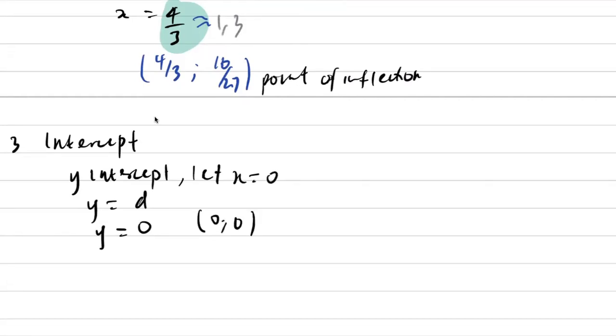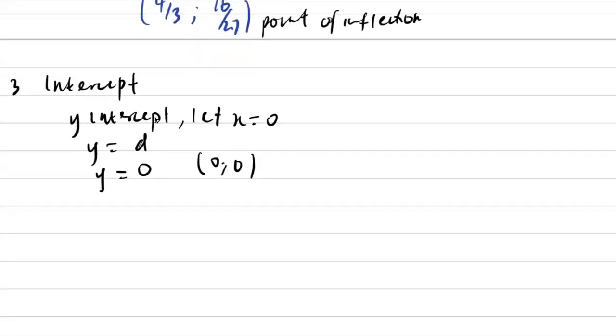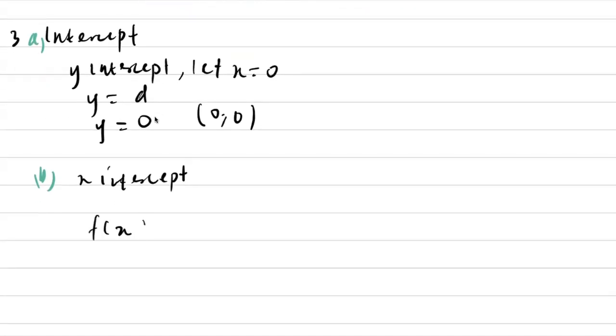All right. And then we'll call this a, and then b, we'll get the x-intercepts. For this function, remember the function is x to the power 3 minus 4x squared plus, is it plus 4x?